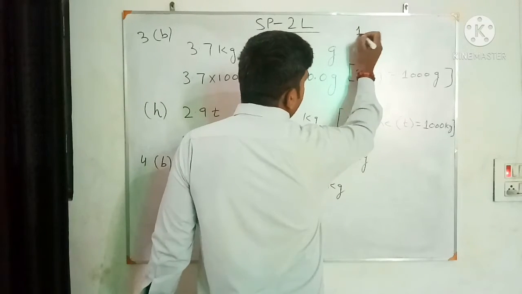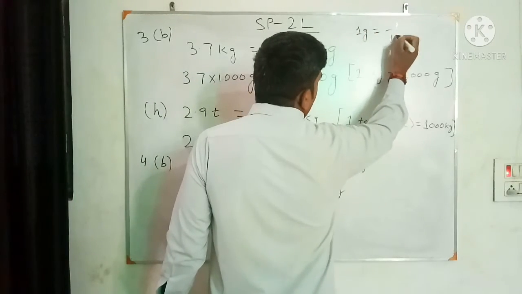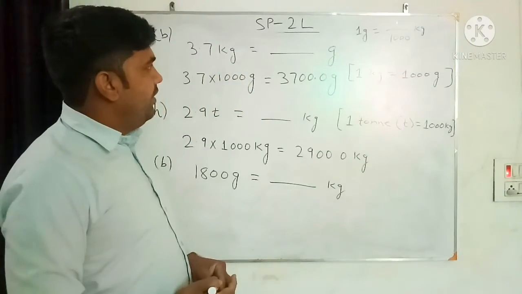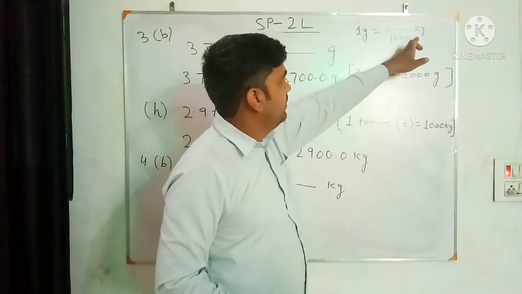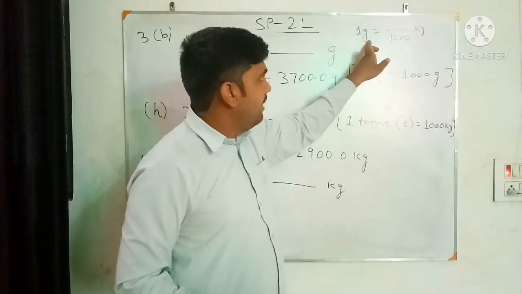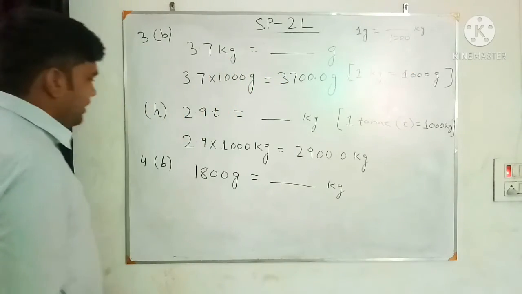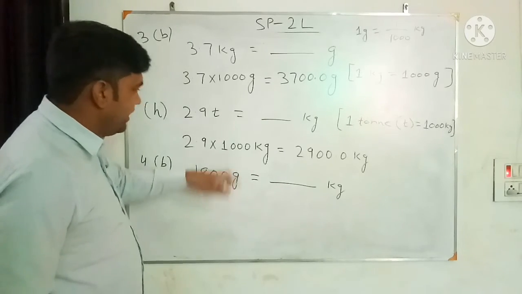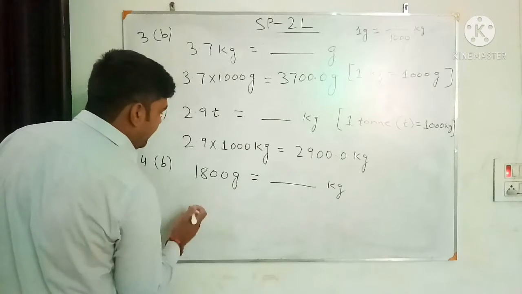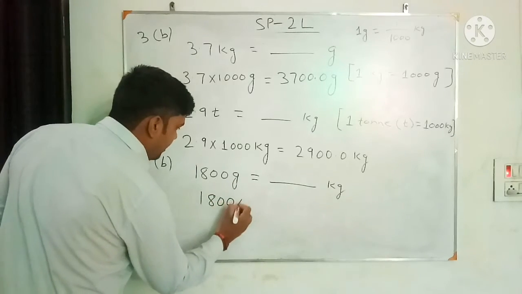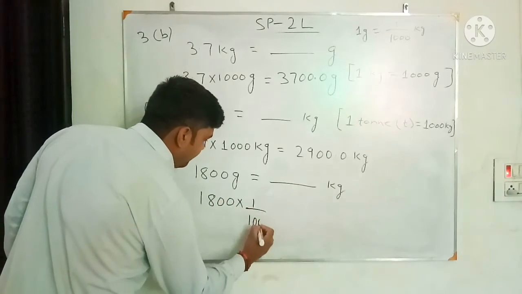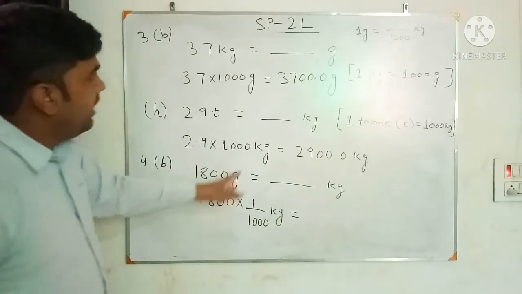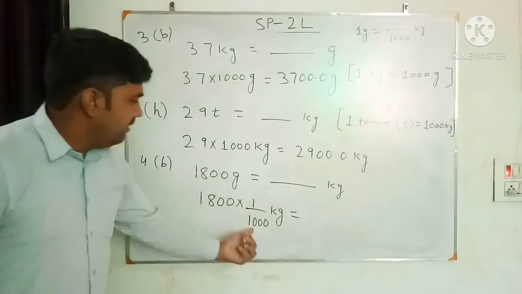So 1 gram equals 1 by 1000 kg. So whenever you divide the gram number by 1000, it will be converted into kg. So we take 1 gram equals 1 by 1000 kg. What do we write in the place of gram? 1 by 1000 kg. It will be converted into kg. That is, 1800 gram equals 1800 into 1 by 1000 kg. See, in the place of gram, what did I write? 1 gram equals 1 by 1000 kg. So in the place of gram, we write 1 by 1000 kg.